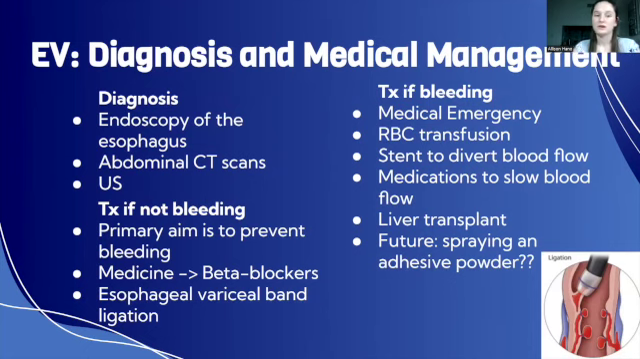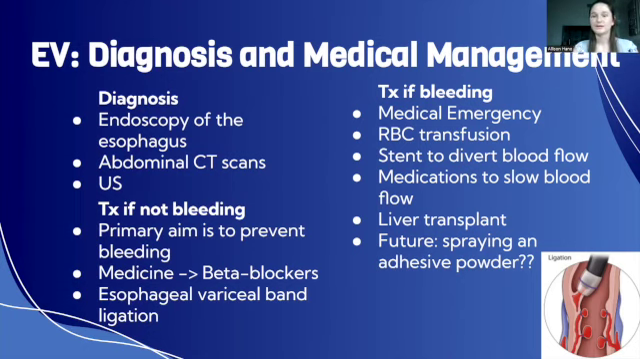Diagnosis of EV includes an endoscopy of the esophagus. You can do an abdominal CT scan or even an ultrasound looking at the liver to detect scarring to see if you have any kind of portal vein hypertension.